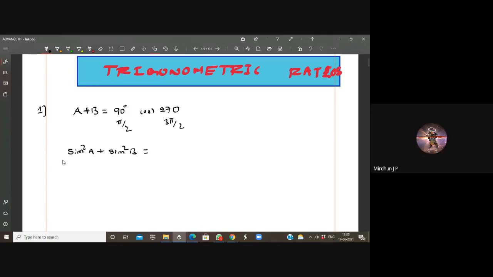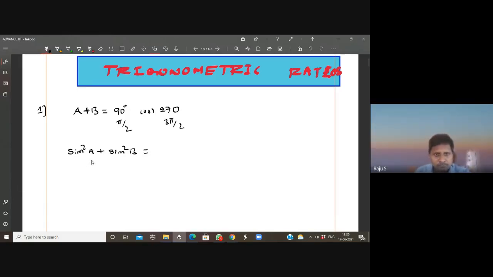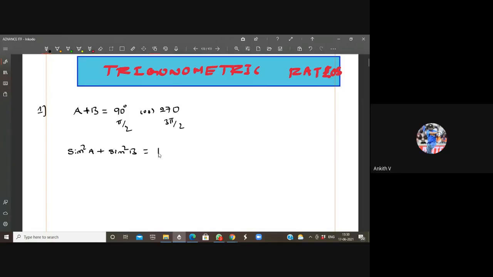Anyone? 1. Is it 1? Are you sure? Is it 1 or not? 90 or even 270? Sir, also? 1, sir, because B is 90 minus A. Because A plus B, sine square B will become cos square A, sir.